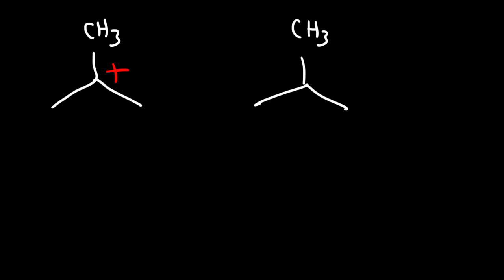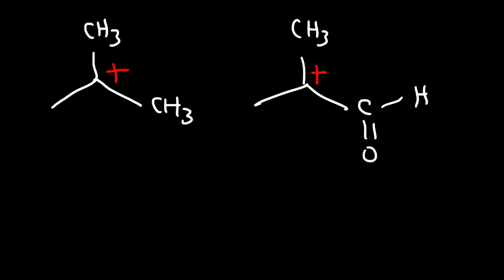Consider these 2 structures. Here we have a tertiary carbocation, and on the right we have something similar, but instead of this methyl group, we're going to replace that with a carbonyl group. So which carbocation is more stable? Is it going to be the one on the left, or is it going to be the one on the right? What would you say?